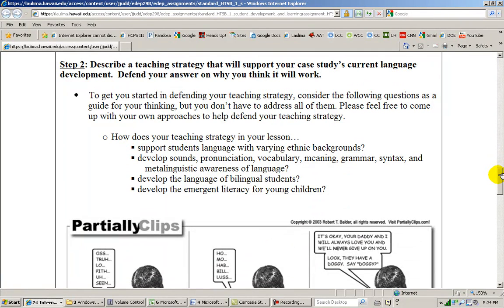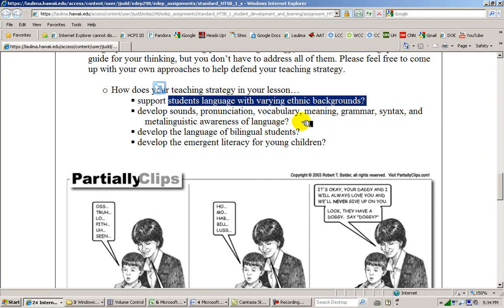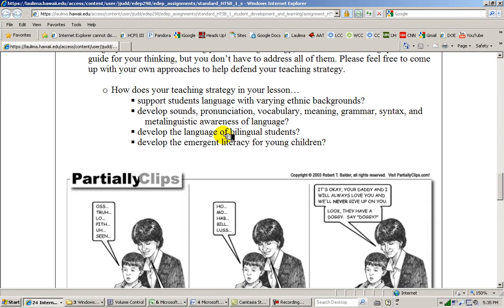Then you describe a teaching strategy to support that language development. So you'll be thinking about, how does your teaching strategy support people with different ethnic backgrounds? How does it develop the sounds, pronunciation, vocabulary, meaning, grammar, syntax, and metalinguistic awareness of language? Metalinguistic means that you're aware of what you're speaking. So you want to say, how does that develop? How about for bilingual students and also for emerging literacy for young children?